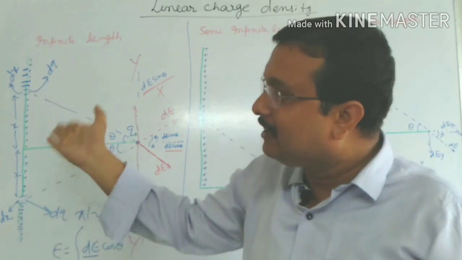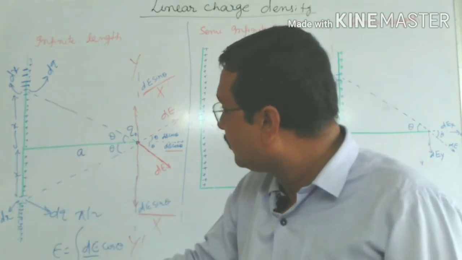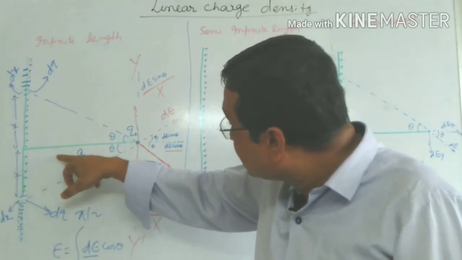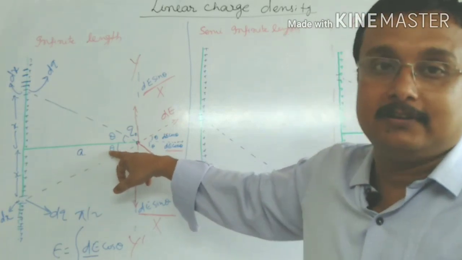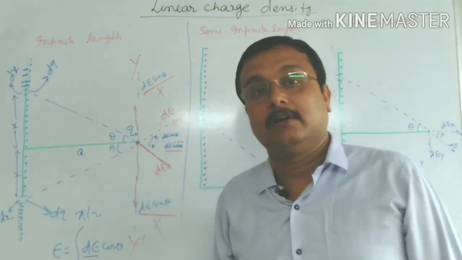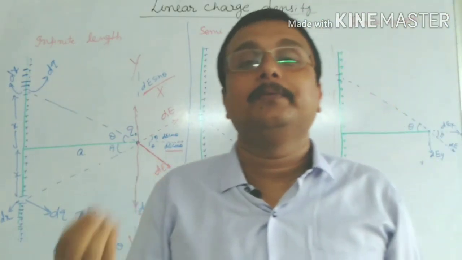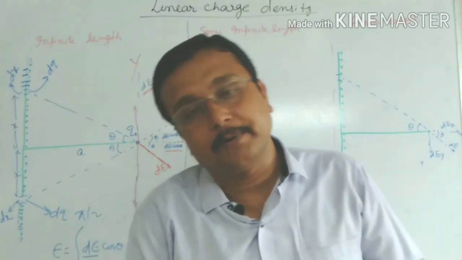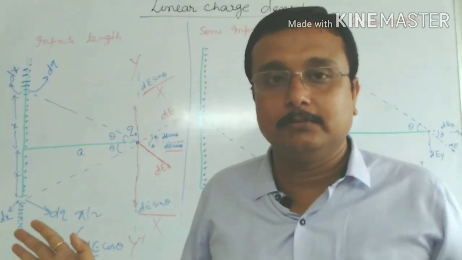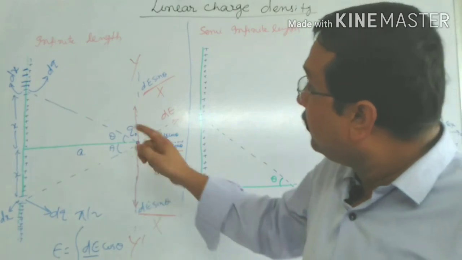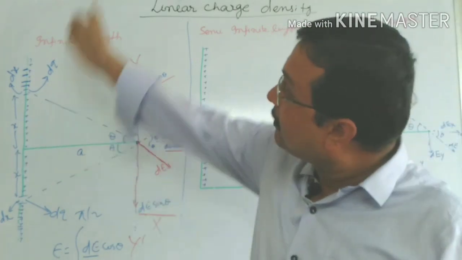This length is very, very longer than this length where we have to calculate the electric field. That is the meaning of infinity here. Actually, what is the meaning of infinity? It is something different. Infinity by 2 has nothing to do with us. But here infinity means a very large.